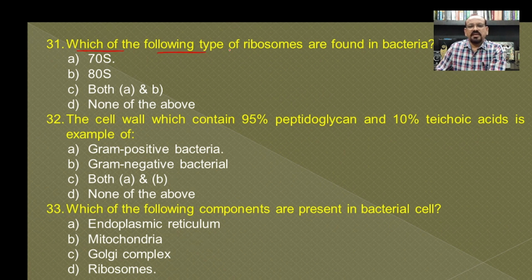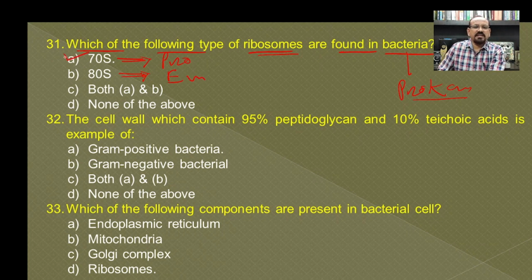Then, which of the following types of ribosome are found in the bacteria? The bacteria is a prokaryotic organism. The 70S type of ribosomes are present in the prokaryotes, and the 80S type of ribosomes are present in the eukaryotes. It means that the 70S type of ribosomes will be present in the bacterial cell.